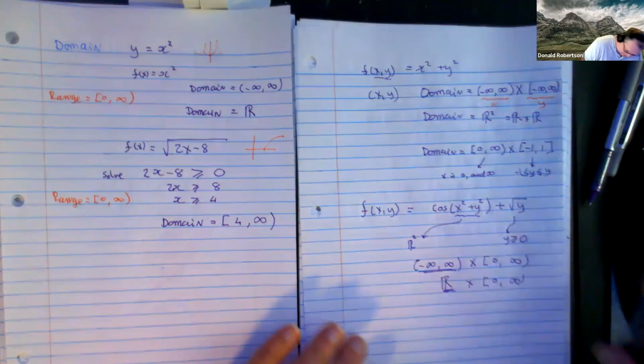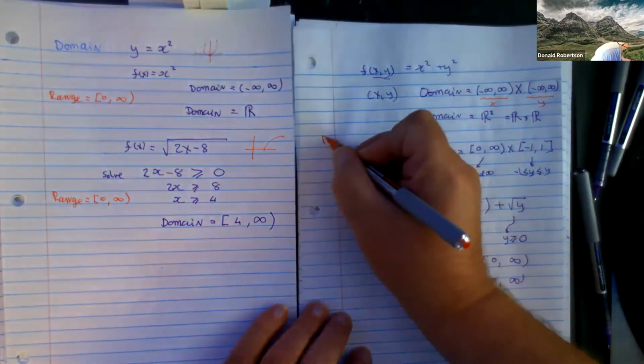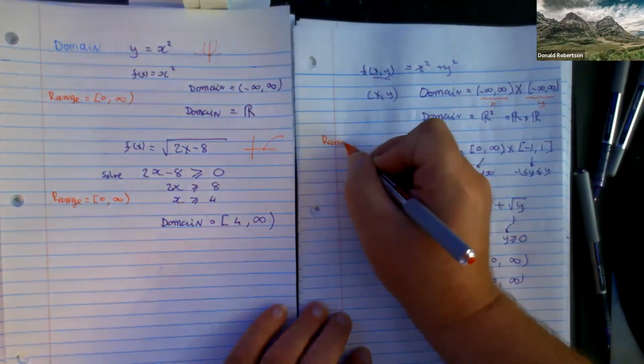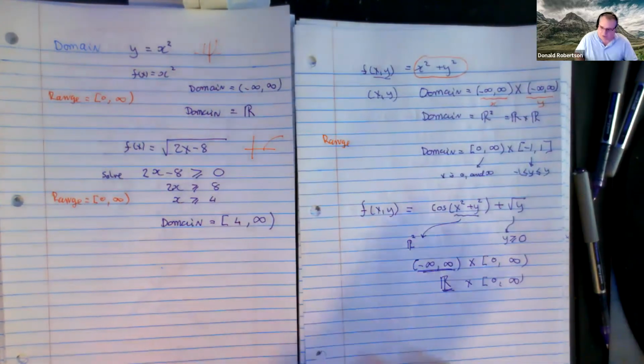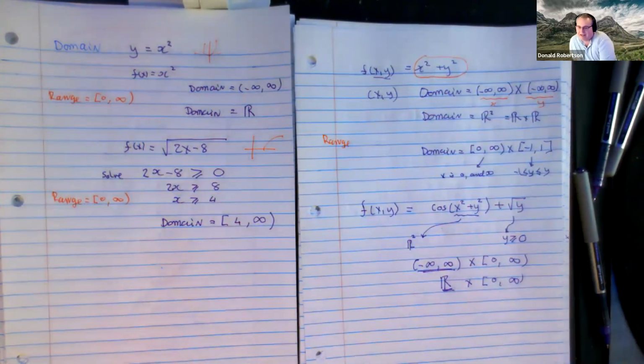Okay. Now, let's talk about range. The range is a single interval, because x squared plus y squared, right? What's the smallest number, no matter what x and y you pick, what's the smallest answer you're going to get out of x squared plus y squared? And there is a number.